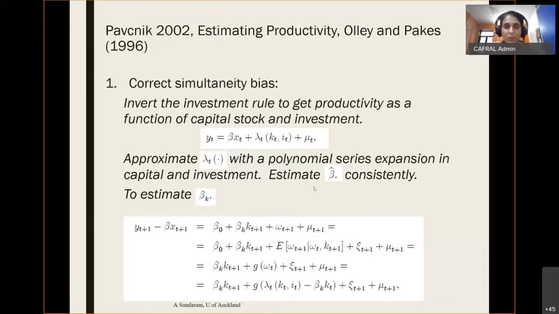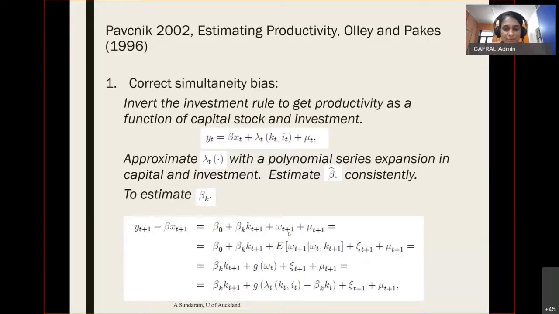Okay? Now, once you do that, then it allows you to estimate this beta hat on the variable inputs consistently, right? And then in the next stage, once you have estimated the beta hat on the variable inputs, we can use that beta hat to calculate y minus beta hat x_t on the left-hand side. And so on the right-hand side, all you're left with is capital and productivity and the idiosyncratic error term.